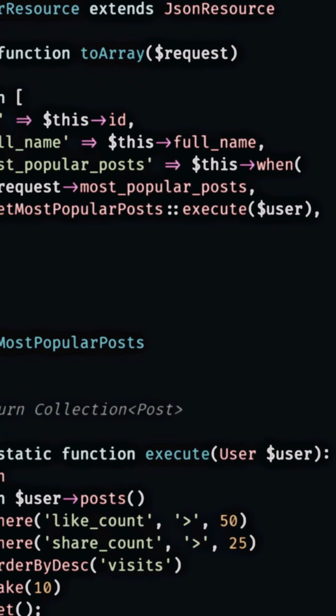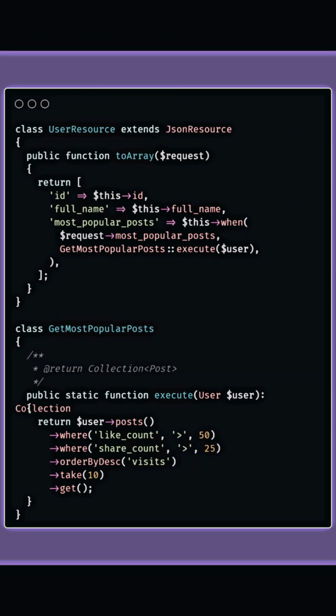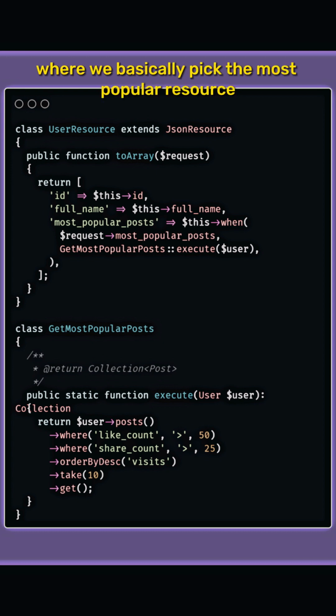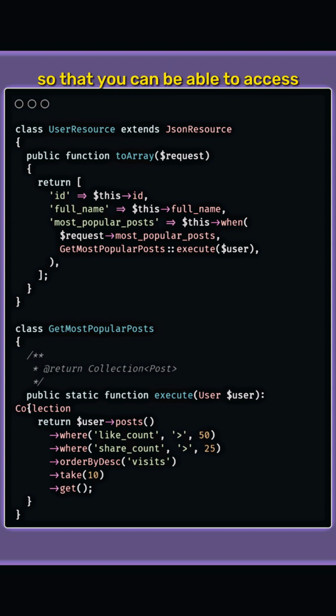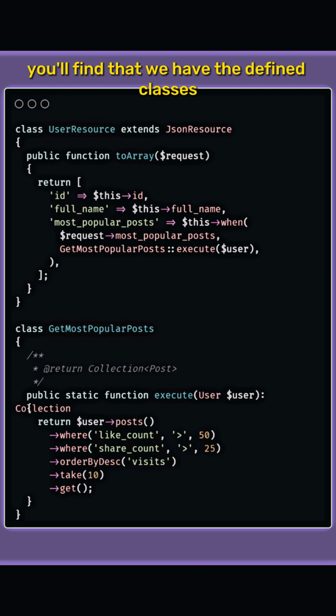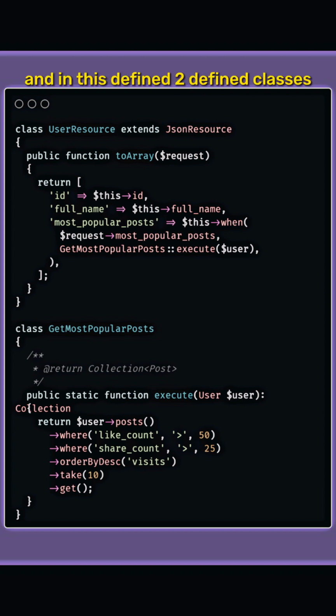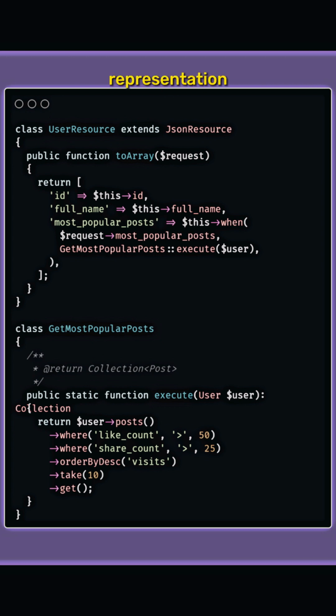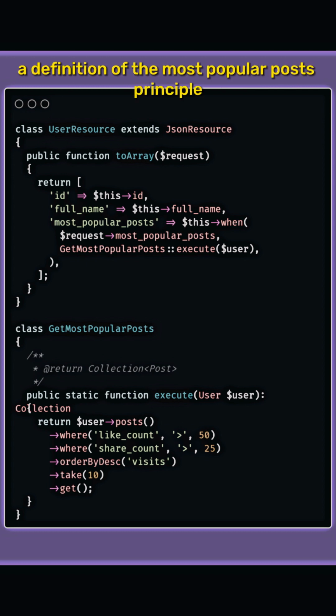For example, now we have separated getting the most popular posts from the user resource, and we can access that class from the user resource, where we pick the most popular resource and check the request for it. So in this example, you'll find that we have two defined classes, and the user resource is responsible only for the representation. It has only one reason to change, like we said before, if we have to change the definition of the most popular posts.